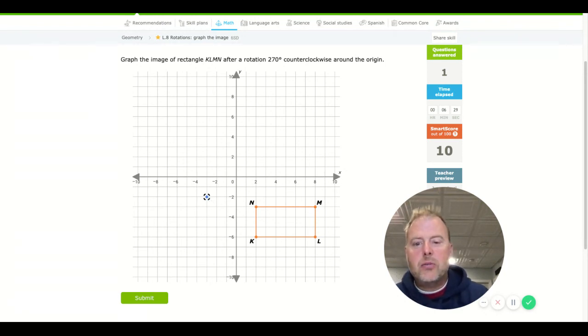And then you can see where the K is. We just have to go 3 spots over. And the M is going to be, it looks like, about 6 spots down. And then the L is going to be 3 spots over. So that should be it being rotated 270 degrees counterclockwise.